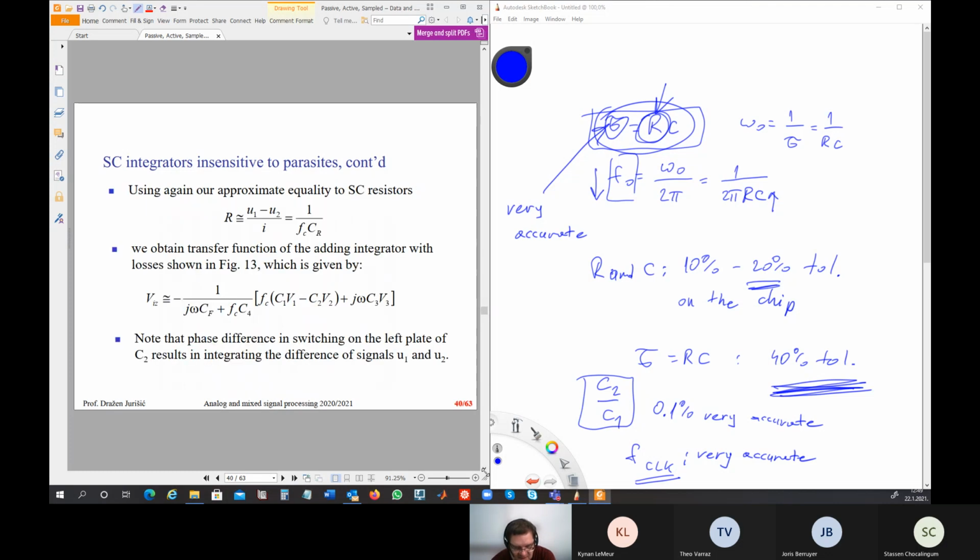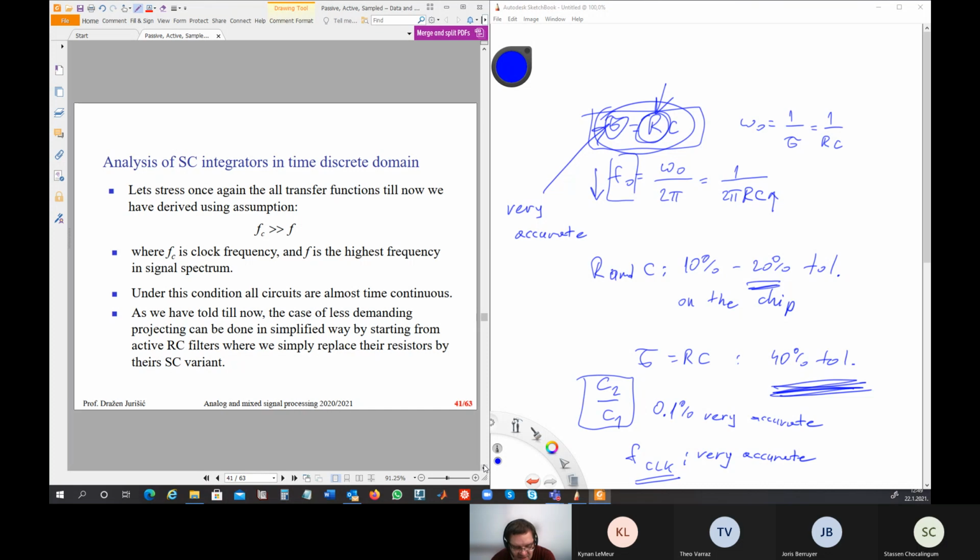This is its equivalent resistance. This is output voltage, and the phase difference in switching on the left is to make this minus of the left plate of C2 on the previous slide, which I have told you already. Okay.